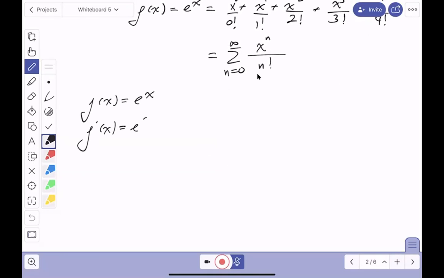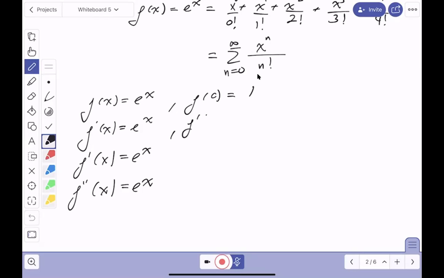What's nice about this one is the derivatives are super simple to write down, and you could do this all day long. Now, what's a nice number to center at? I'd say x equals 0. So you evaluate these things at 0. And what do you get? Well, e to 0 is 1. F prime evaluated at 0 is 1. F double prime evaluated at 0 is 1. F triple prime evaluated at 0 is 1. Every single derivative evaluated at 0 is going to be 1.